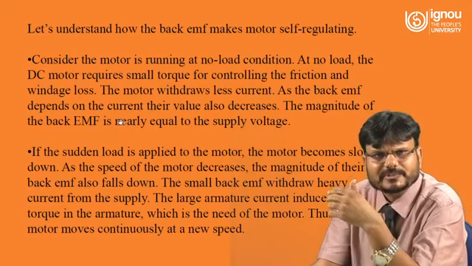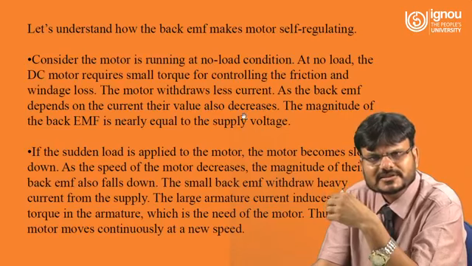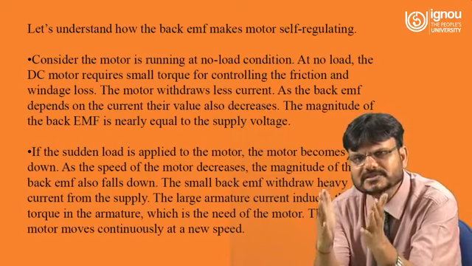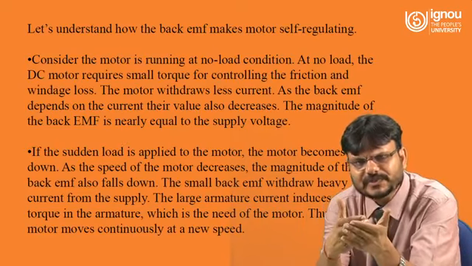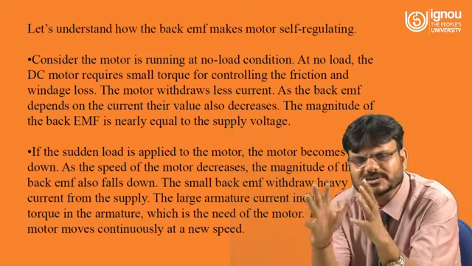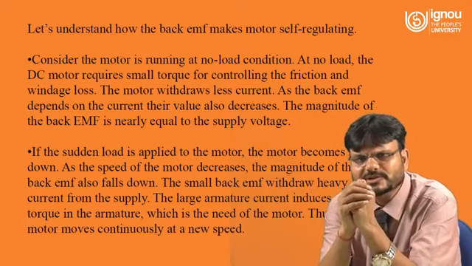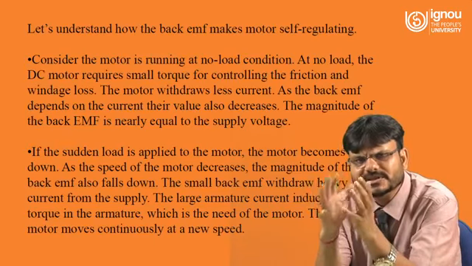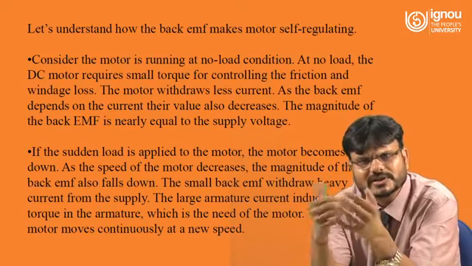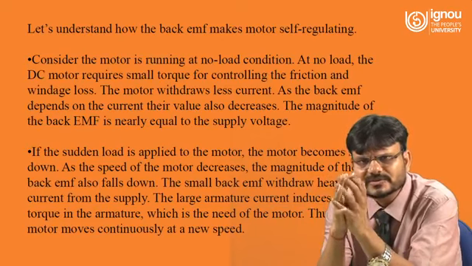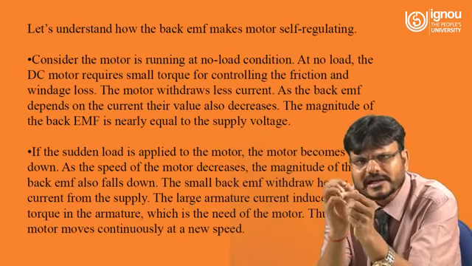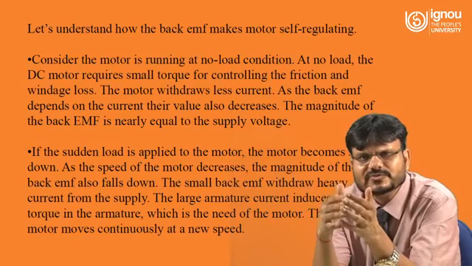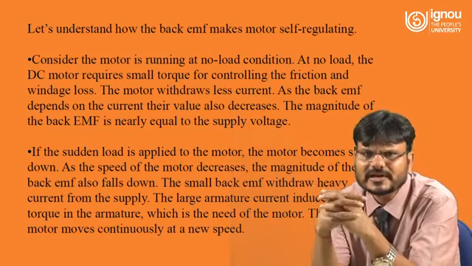As the back EMF depends on the speed, its value is high. So the magnitude of the back EMF is nearly equal to the supply voltage. That means the applied voltage V and the back EMF are approximately equal. Suppose you are applying 230 volt DC. At no load, the back EMF is nearly equal to, say, 220 volt or 210 volt. The no-load current will produce some small torque which will be used to overcome the frictional and windage losses.